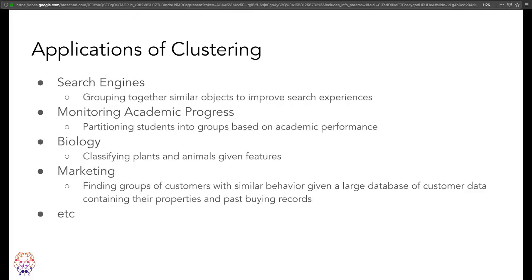So there's lots of applications for clustering. Some very common ones are search engines. For example, Google might group together similar objects that you looked up. Let's say you look up a baseball. It might associate baseball with baseball bats and baseball caps. Other things include biology. If you're given plant statistics, let's say the kind of leaf, color of the leaf, the actual size, you can use that to determine what kind of plant it is.